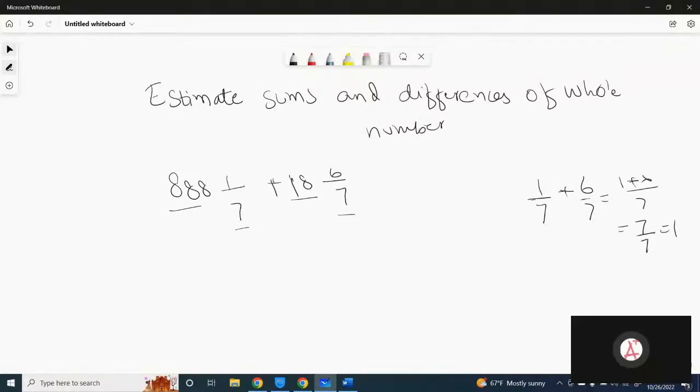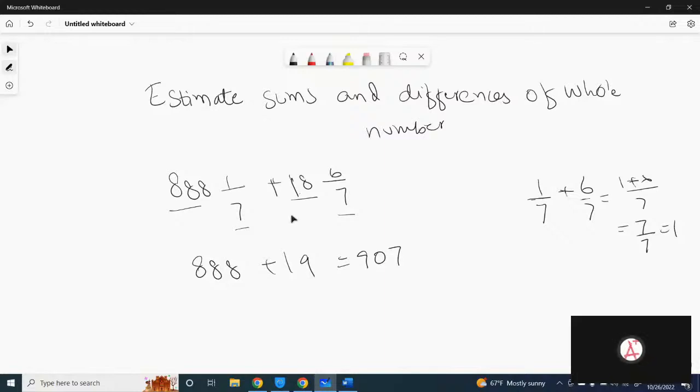So you can remove the fractional part from both, or you can write 888 and 18 and the fractional part 1, which makes 19. So it would be 888 plus 19, and that equals 907. Got it? So the answer is 907.